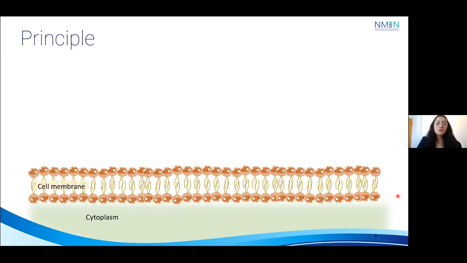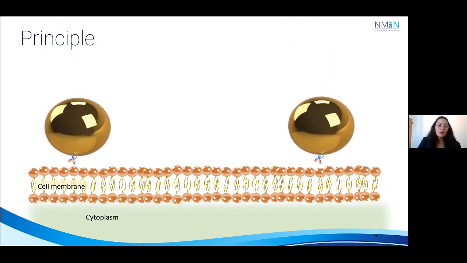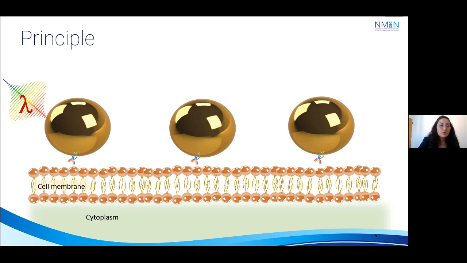So if we move to the principle, let's imagine first of all that this is a cell that has been cut. So this is a transversal cut of a cell. This is the cell membrane, the cytoplasm, and the nucleus is somewhere here. We first attach the functionalized gold nanoparticles. The second step is to irradiate with the defined wavelength, and the laser energy is going to be absorbed by the nanoparticle.